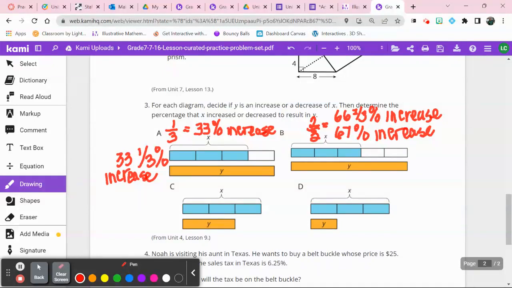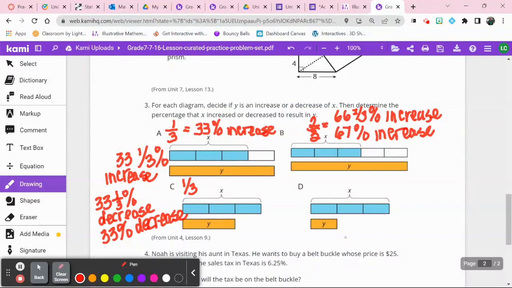All right, C. Y shorter. It's a decrease by 1/3. You already know what 1/3 is. 33 1/3% decrease. Or you could round that, and I will accept a 33% decrease. Okay? But it must be typed in with the word after the percent sign.